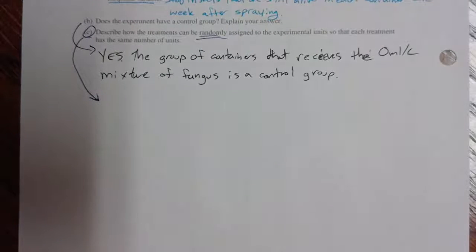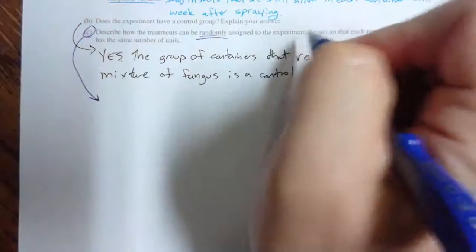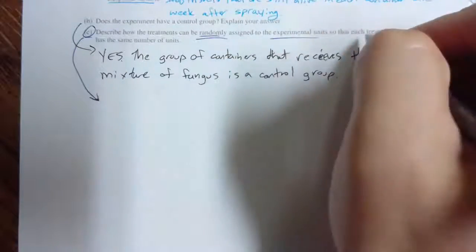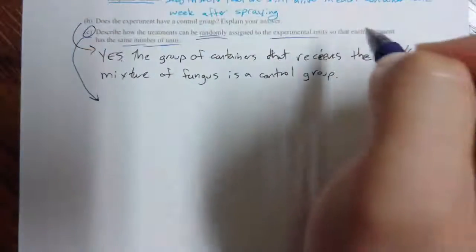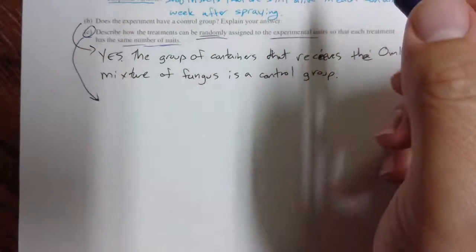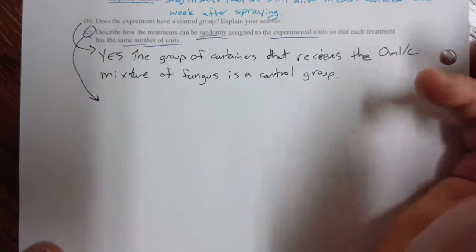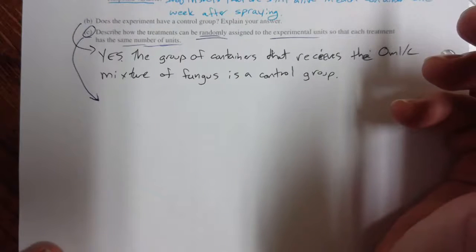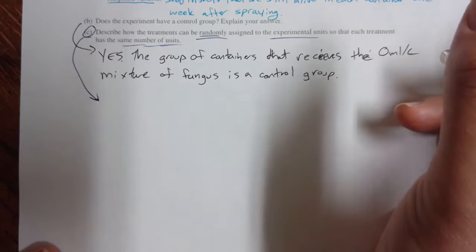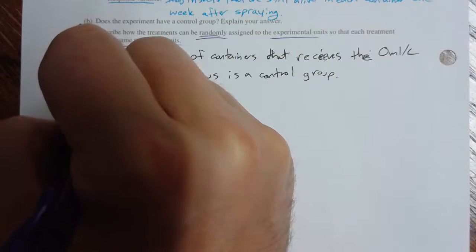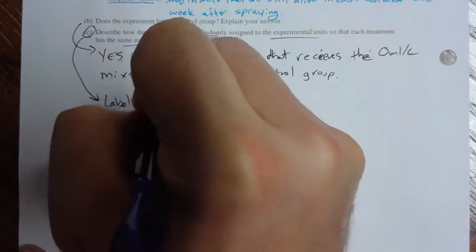But what I'm going to try to do here is describe how the treatments can be randomly assigned to the units so that each treatment has the same number. So there's a couple things I want to keep in mind. There were 20 containers, so I want to make sure that I've got these 20 containers, and since I've got 4 different treatments, I'm going to have 5 of each. The treatments will be used 5 times in total. So let's start by labeling. Let's label our containers 1 to 20.